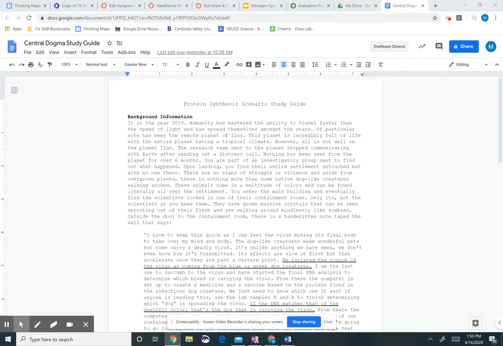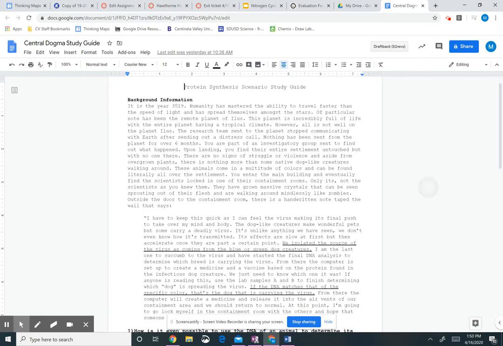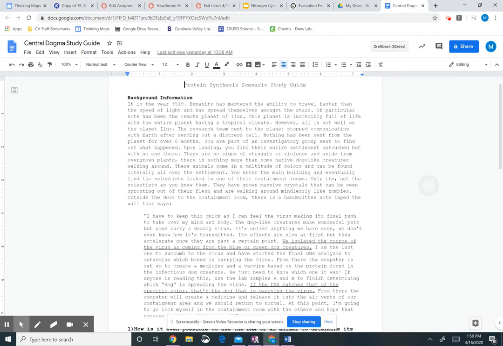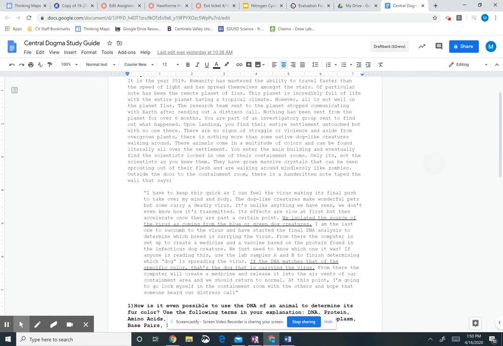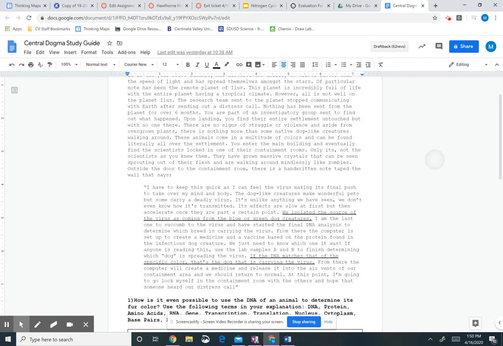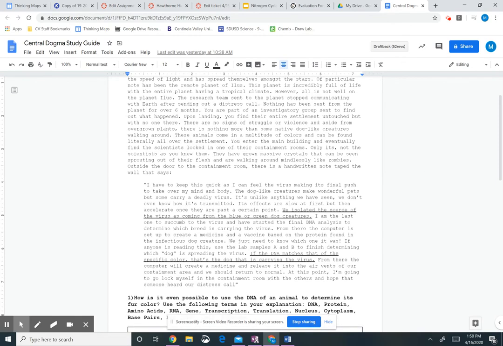Okay, so the first part is just some background information, and they talk about how they were on this planet. They heard a distress call. And now they are going to look at what has happened to some of these scientists as well as some of these dogs. So I'm going to start reading this area in here, and then we'll go from there.